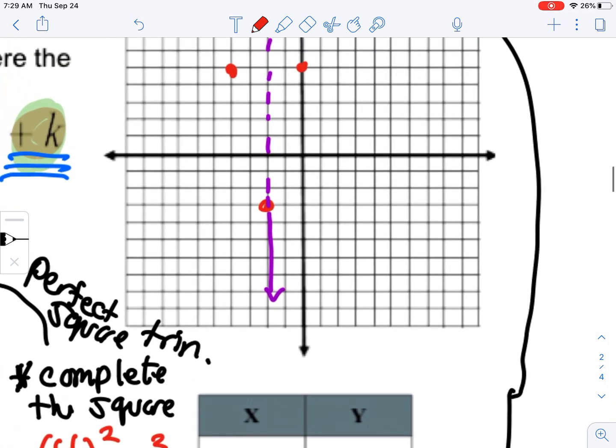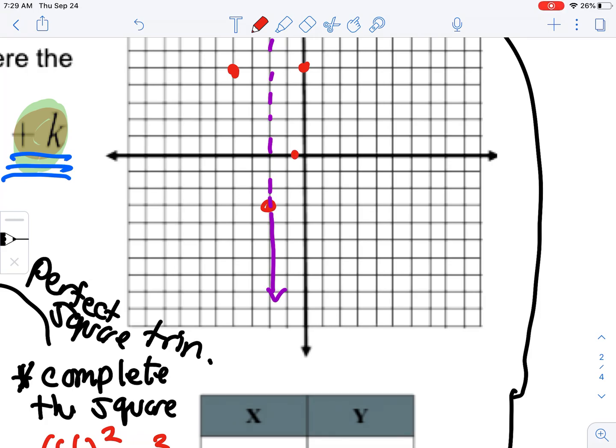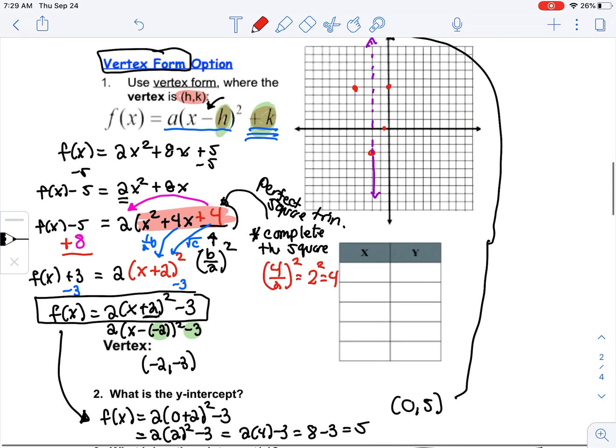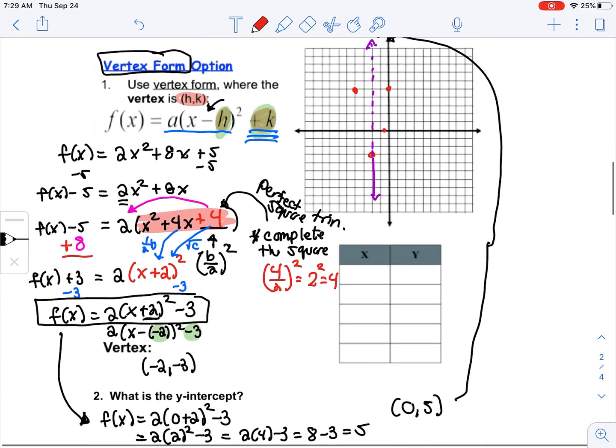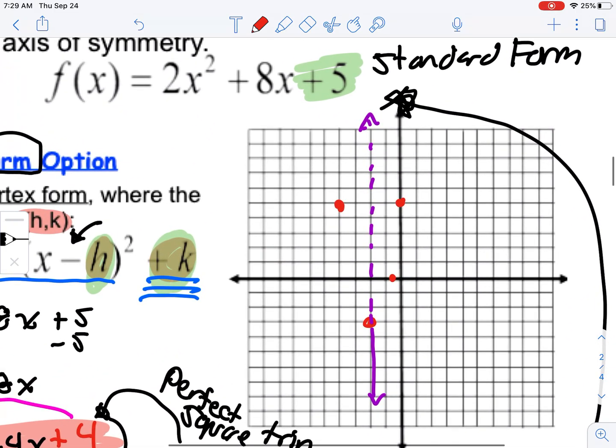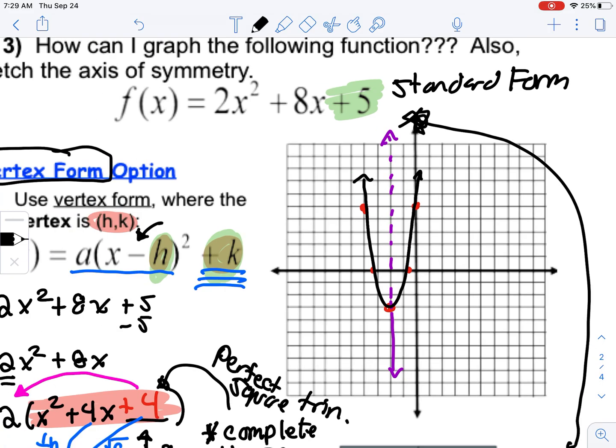In terms of estimating these other two, negative 0.78 is going to be just before negative 1. And then our other x-intercept was negative 3.22. That's going to be just after negative 3. And so now we have our parabola.